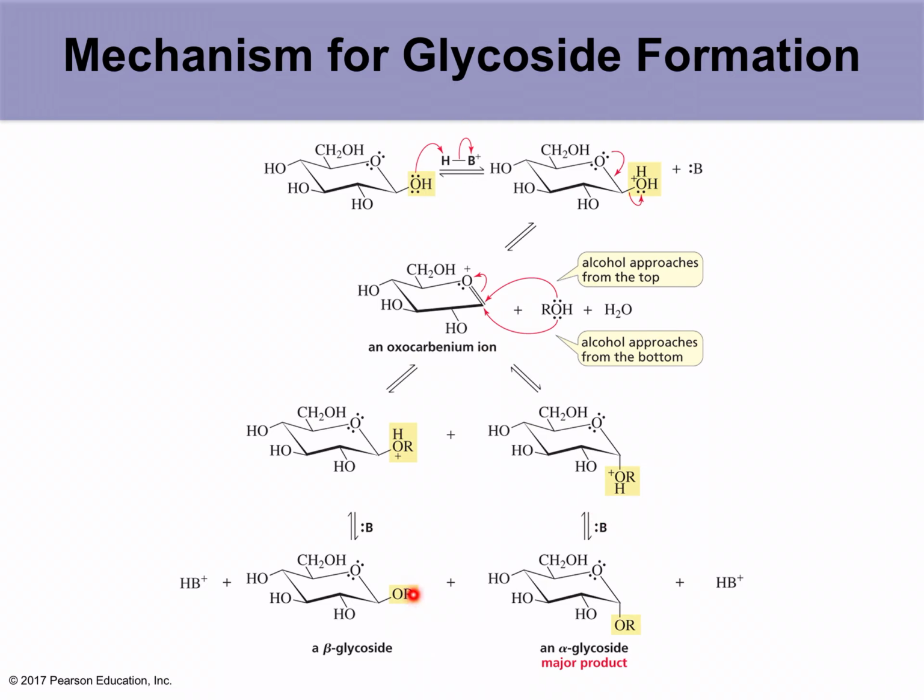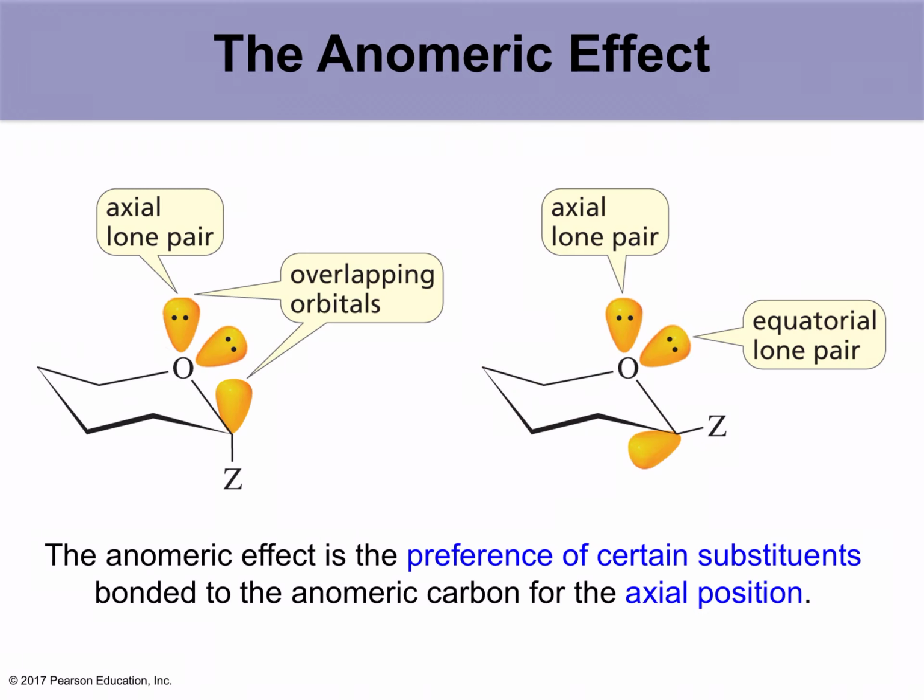So this is a beta glycoside and this is an alpha glycoside. Alpha glycoside is going to be the major product, the one that is facing down. And the reason for this is, even though this is axial, it is more stable due to the fact that there is an effect called the anomeric effect.